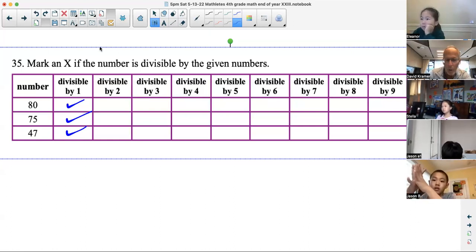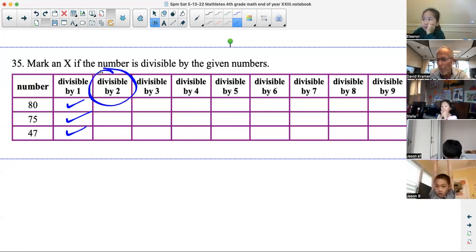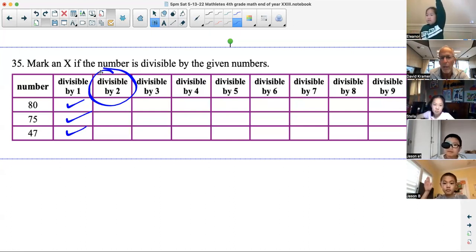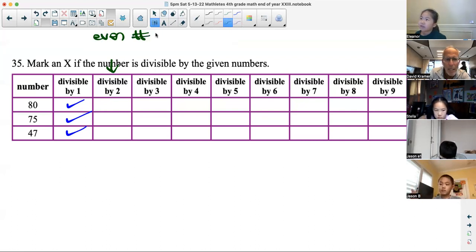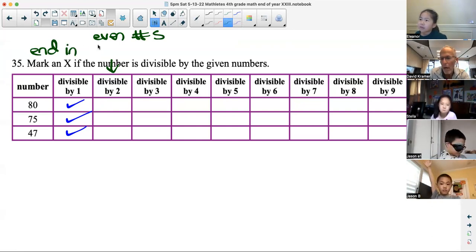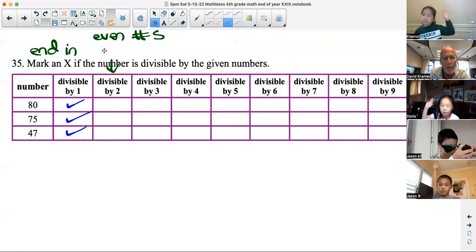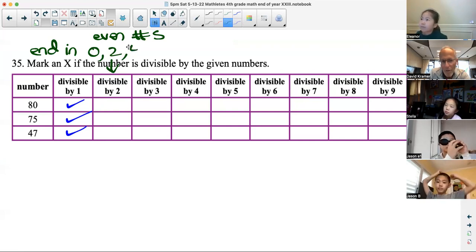Now, who can give me the rule for divisibility by 2? And everybody needs to look up. Jason E., you need to be looking up at the screen. What's the rule for divisibility by 2? Go, Eleanor. You have to make sure that every number is even. So only even numbers, and even numbers end in what? Who can tell me? Stella? 0, 2, 4, 6, or 8.